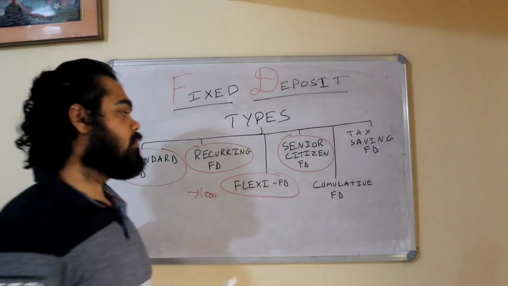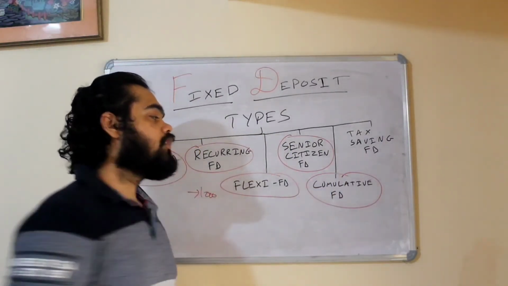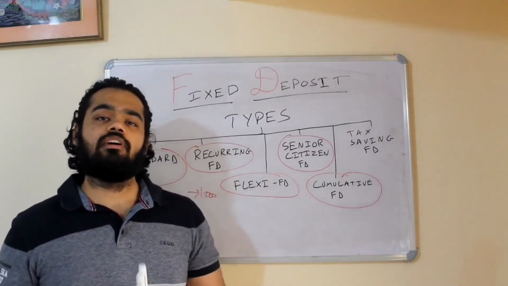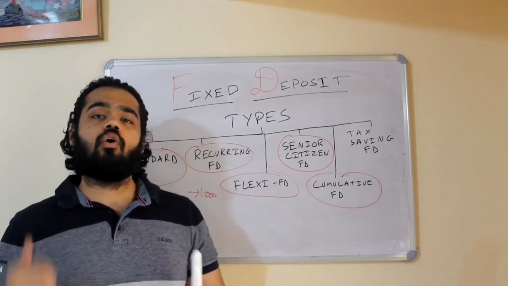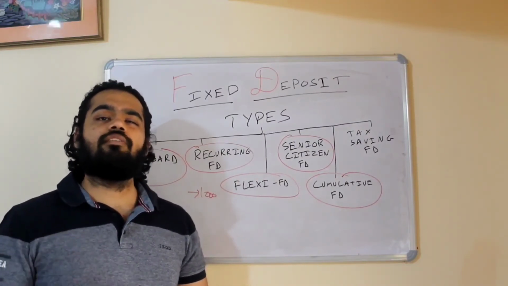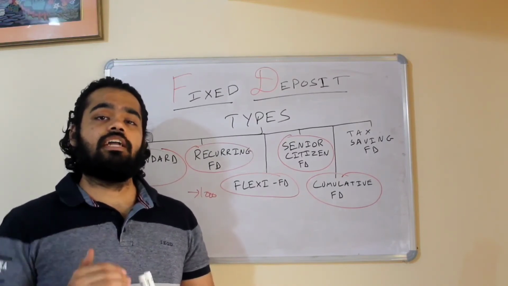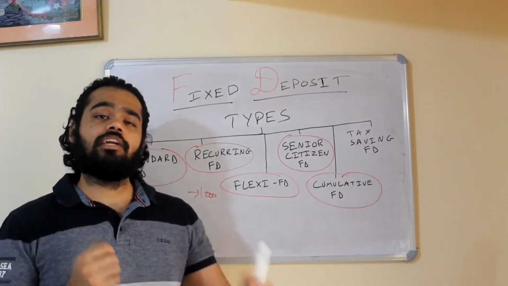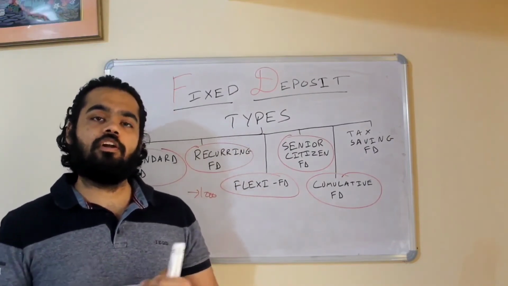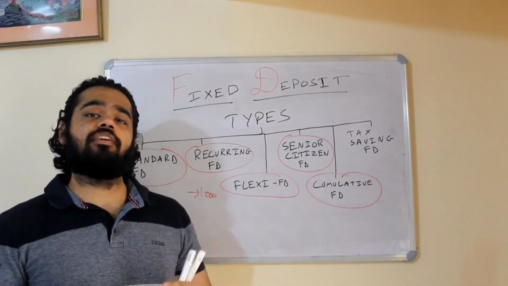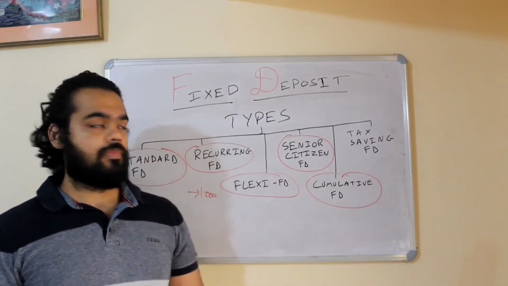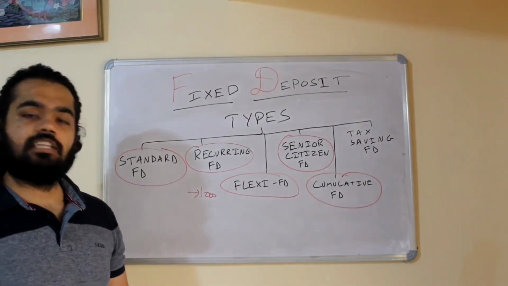The next one is the cumulative FD. Under cumulative FD, you don't take interest payments every year. Instead, you select to take all of the interest payments at the last date of the tenure. So why would anyone do that? Because the interest that is credited to your account also earns interest. So if you're not in need of cash flows, you can let that interest earn interest and grow compoundedly under cumulative FD. The last one is a tax saving FD.